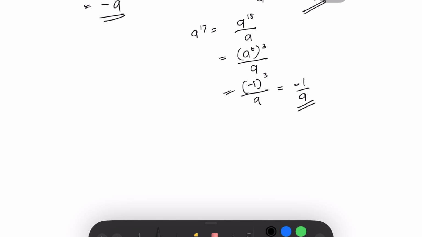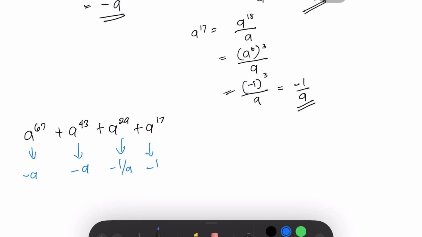Therefore, the expression we're looking for is a to the 67 plus a to the 43 plus a to the 29 plus a to the 17. Substitute the values that we know. This is negative a, negative a, negative 1 over a, negative 1 over a.